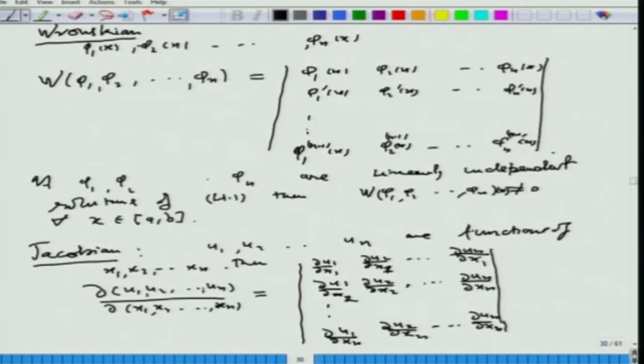It can be written row wise or column wise, because we know that A transpose has the same determinant. So, it does not matter which way we write, we can as well write this in the rows as columns. So, this is what is called the Jacobian of these n functions u 1, u 2, u n, which are assumed to be differentiable partially with respect to x 1, x 2, x n.